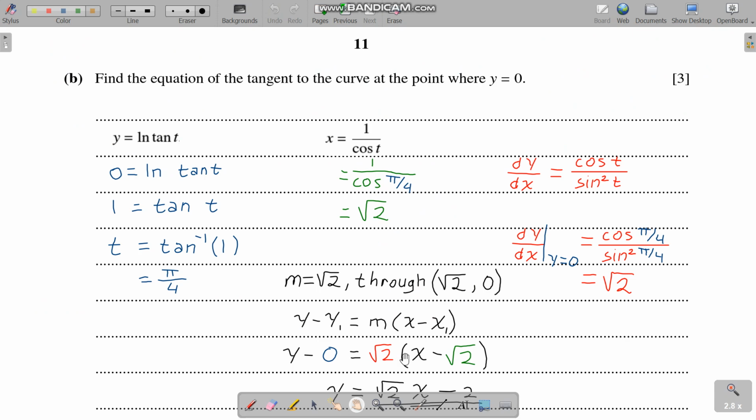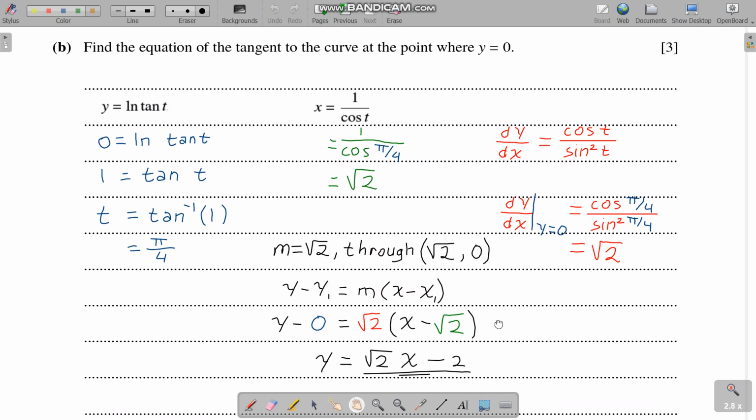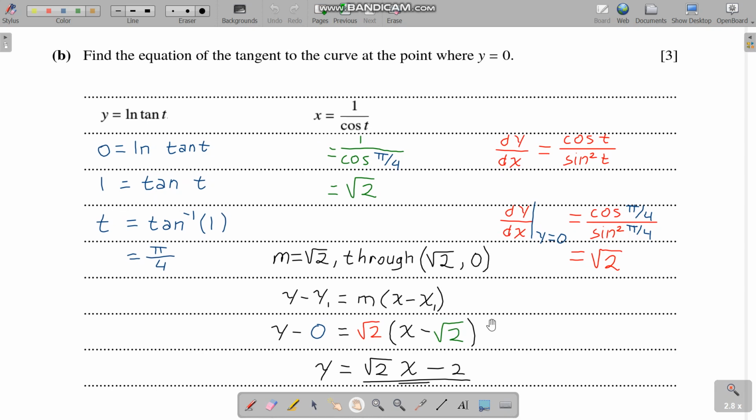Next part, find the equation of the tangent to the curve at the point where y equals 0. So first of all, we have y equals this, x equals this, and dy/dx equals this from the previous part. To find the equation of the tangent, we're going to have to find the gradient and one point on the line. So to find the point, we know that the y coordinate is 0. Now we need to find the x coordinate. To find the x coordinate, we find the t value first. So when the y is 0, we solve for t.